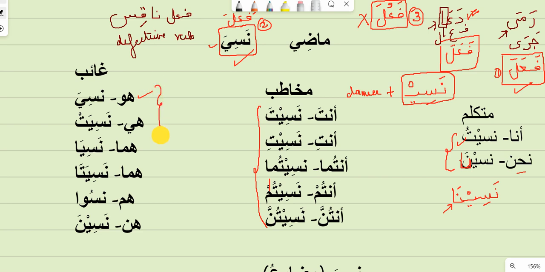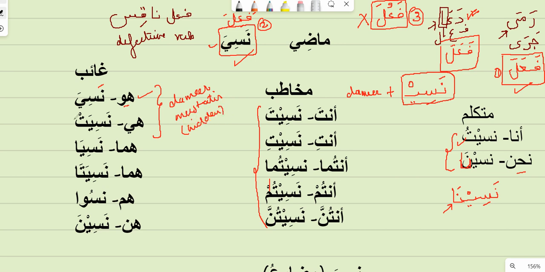These two in ghayab, they have damir mustatir. Know that and make a point that in past tense, huwa and hiya always have damir mustatir. And what is the damir mustatir here? In nasiya, the damir mustatir is huwa. Nasiyat, the hidden damir is hiya. Mustatir means hidden.